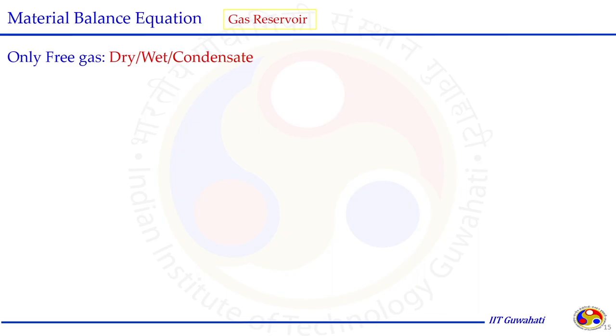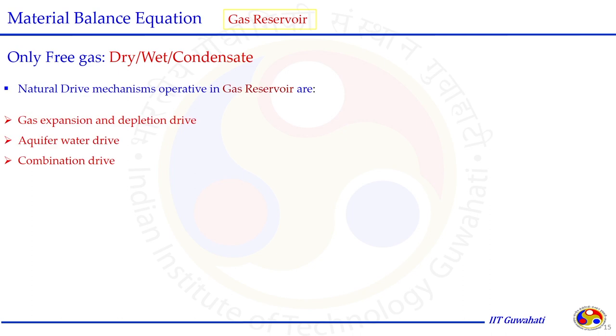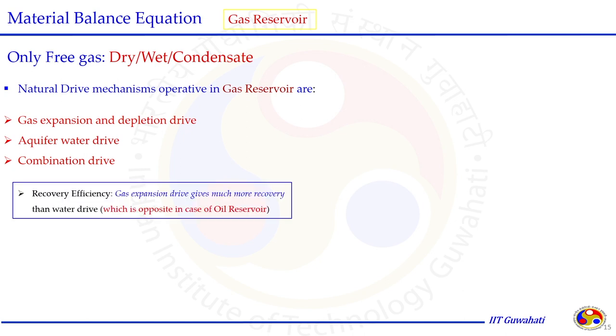Let's move next to the gas reservoir. So we know the gas reservoir could be classified as wet, dry and the condensate reservoir, and the drive mechanisms responsible for the gas reservoir are the gas expansion and the depletion drive, supported by the aquifer, that is the water drive, or the combination of the drives. So similar analysis as we did for the oil reservoir for different cases can be done for the gas reservoir.